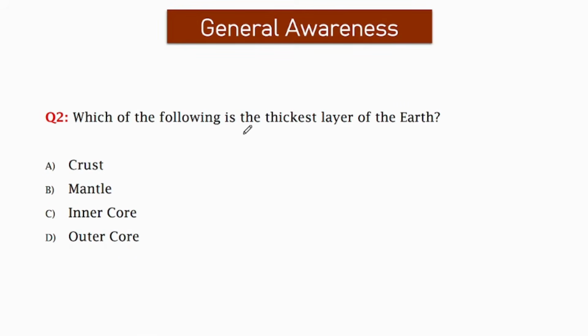All right, so let's look at the answer. The thickest layer of the Earth is mantle. Just now I told you the thickness of mantle is 2,900 kilometers. So the thickest layer of the Earth is mantle. That's the right answer. Let's move on to the next question.